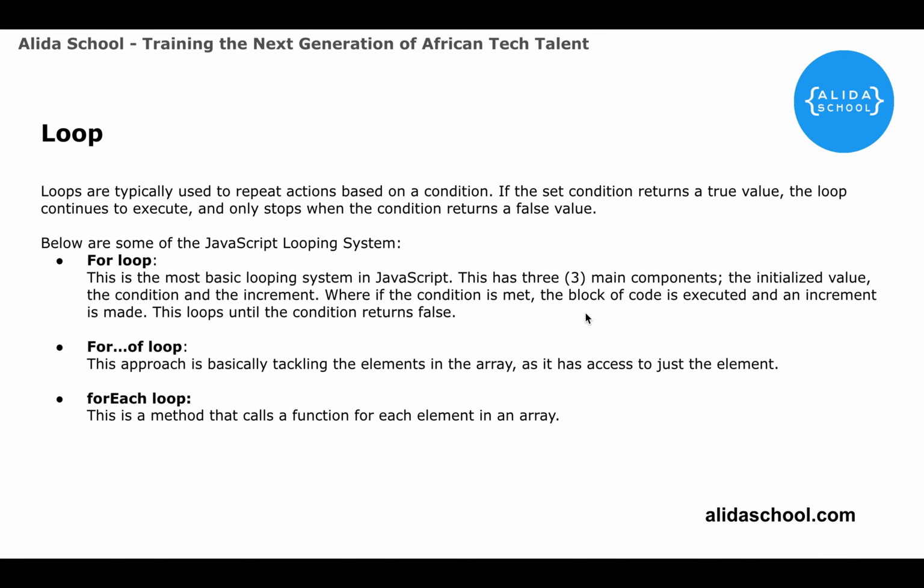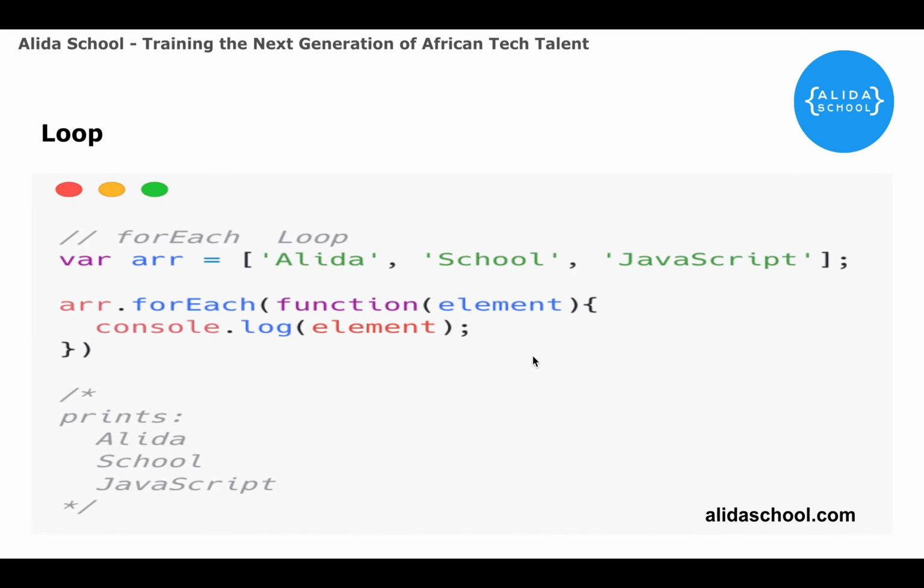The forEach loop in JavaScript. This is a method that calls a function for each element in an array. Here we have the same variable we declared initially. Now passing forEach to the array that we declared, it has a function which contains the element. So at every interval of looping through the array, we have access to each and every one of the elements stored inside of this array. And this block of code here allows us to print those elements we are looping through.